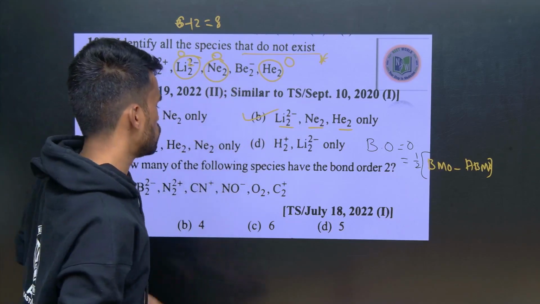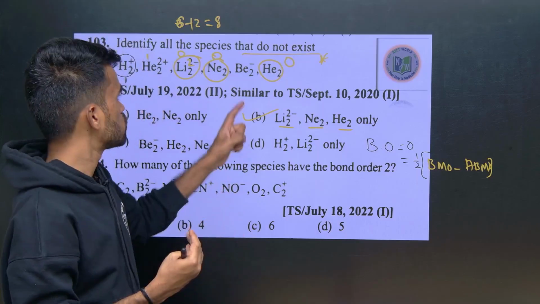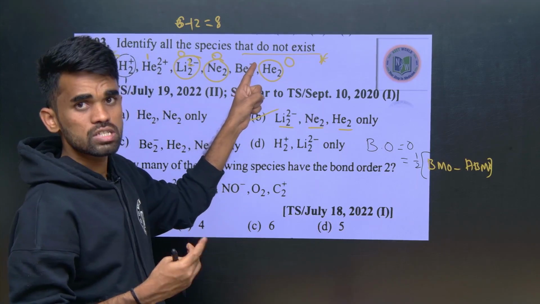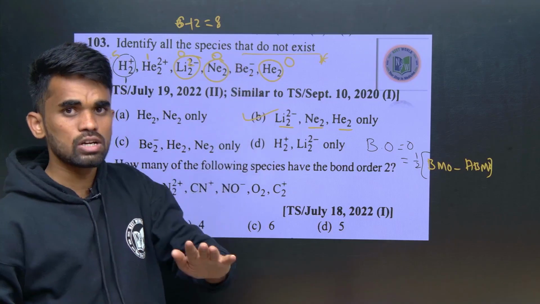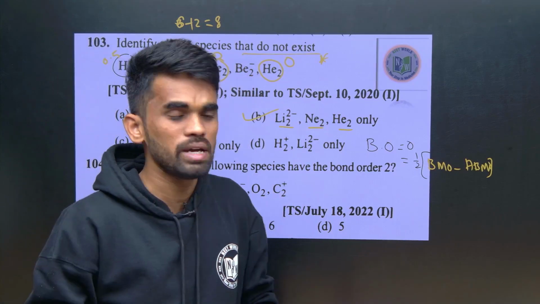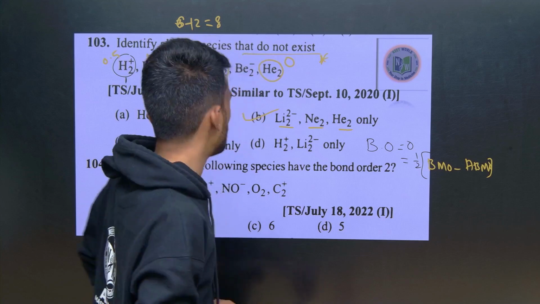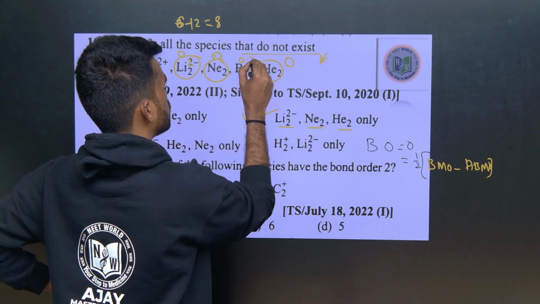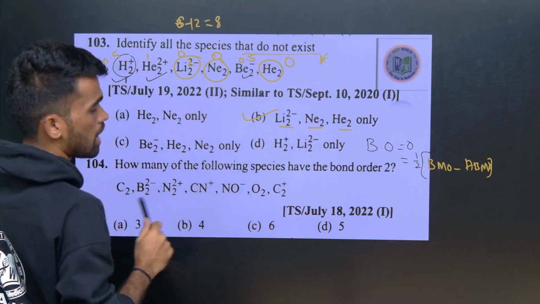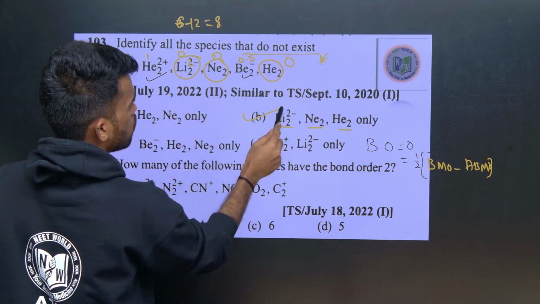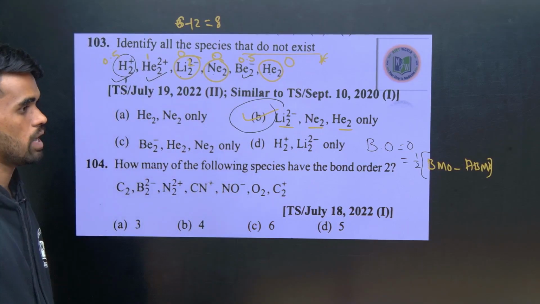So for Be2-, the atomic number is 4, so 4 times 2 is 8, and a minus charge is there, which means you have to add 1 electron. 8 plus 1 is 9, so 8 electrons cancel out each other, the 9th electron remains, and due to that the bond order becomes 0.5. Okay, so this molecule exists, this may also exist, but these 3 won't exist, so choose option 2 as your answer.